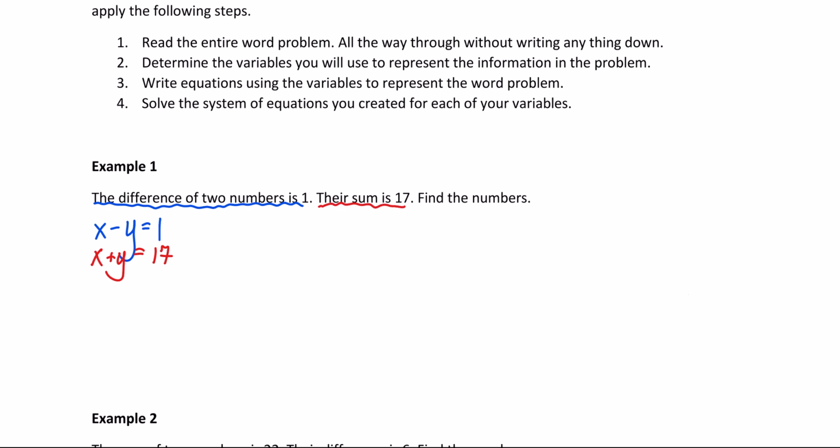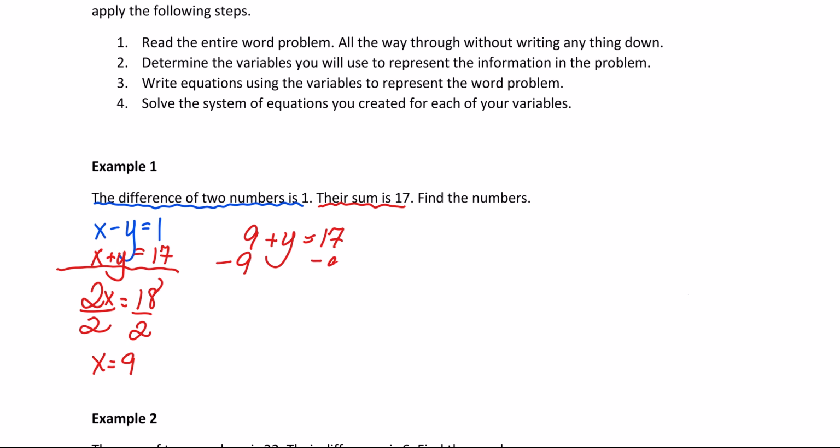Once you have that, you can use any method. Since I already have opposite y's, let's go ahead and solve that. These are opposites, so I'm just adding together. So 2x equals 18, divide by 2, x equals 9. Plug that back in for x and find y. So 9 plus y equals 17, and you maybe could even just figure it out. Subtract 9, y equals 8. So my ordered pair is 9, 8 for that.